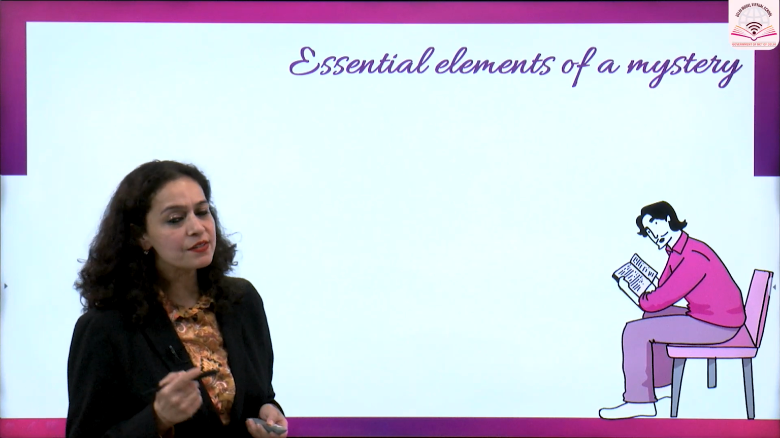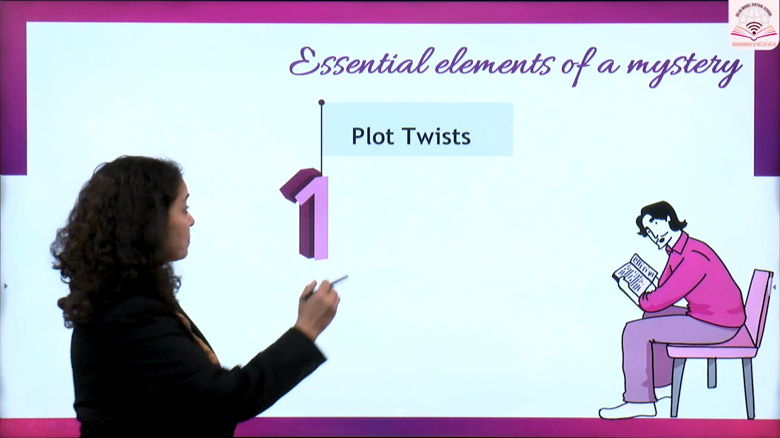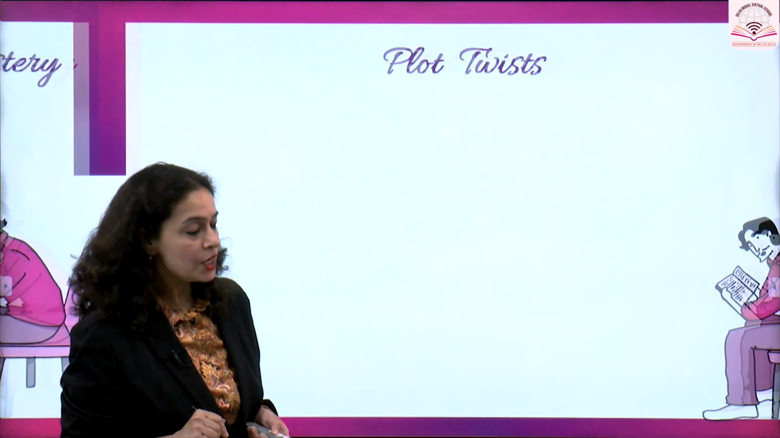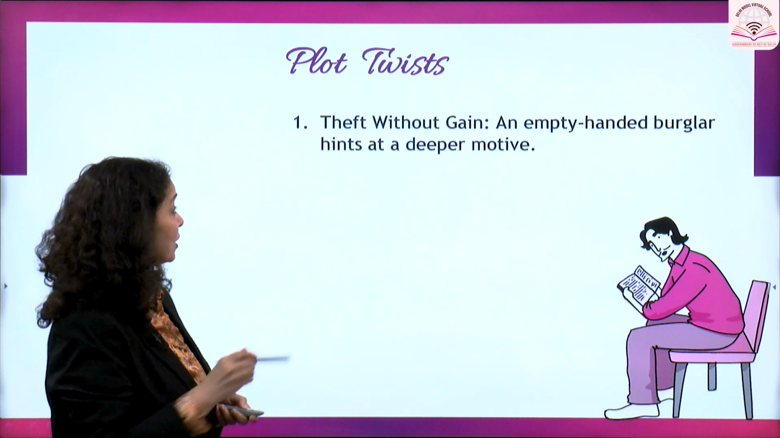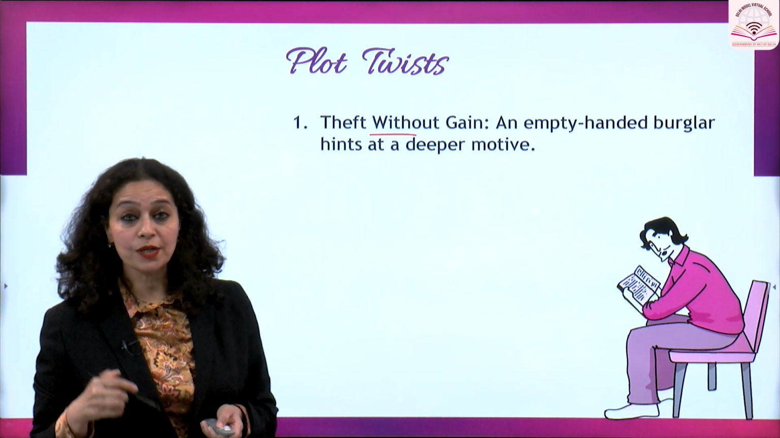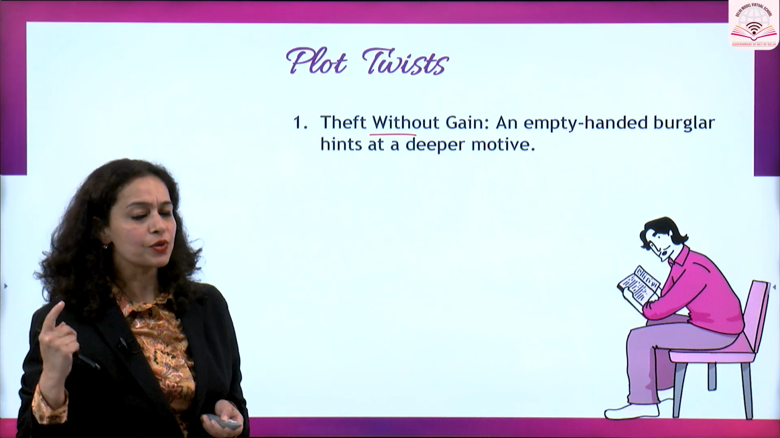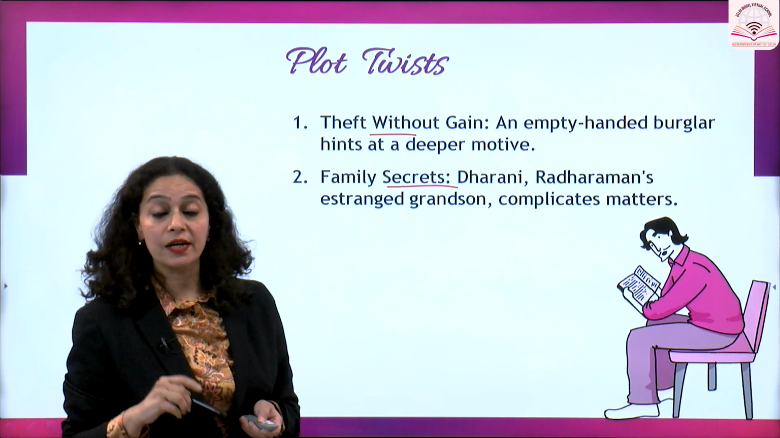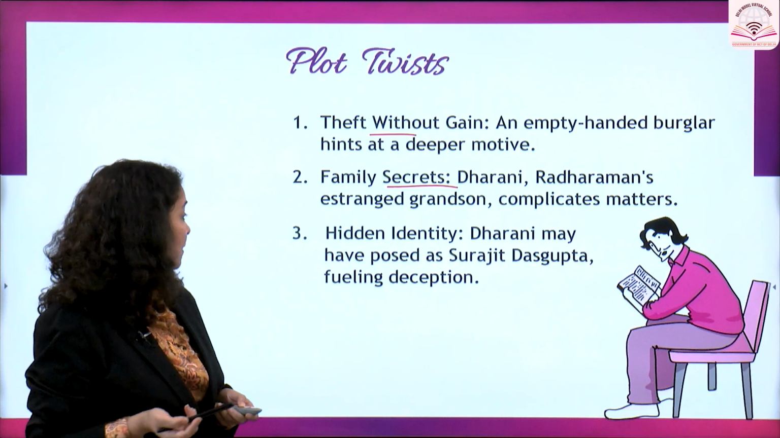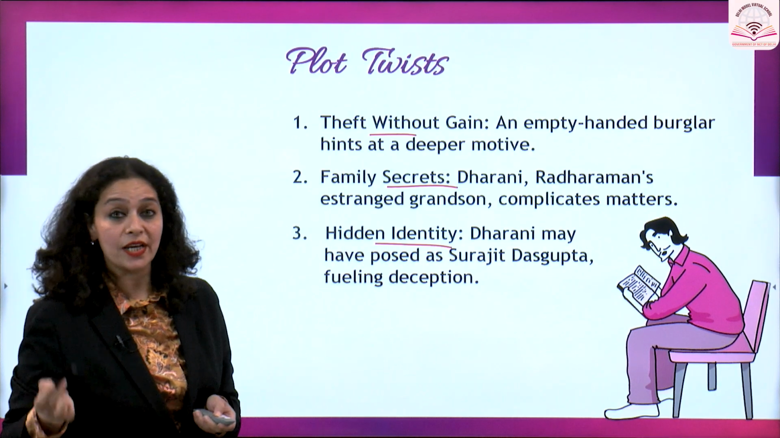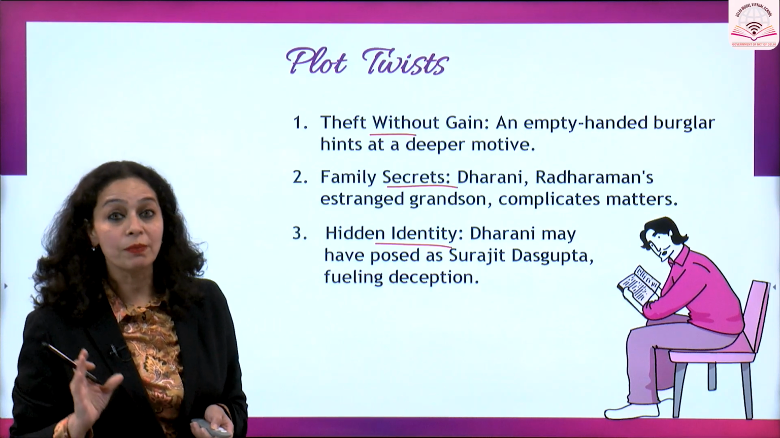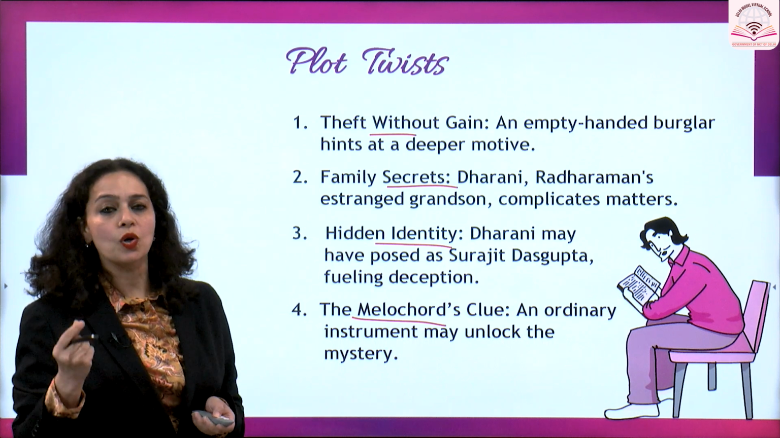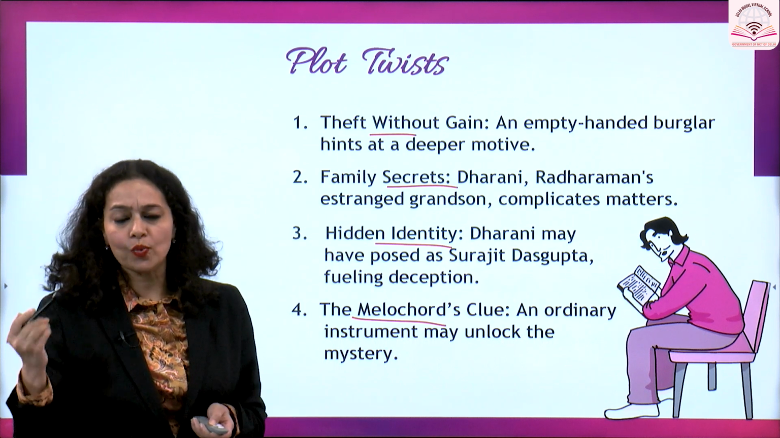Now we would identify certain elements of mystery in this story. So we'll talk about plot twist and also some enigmatic characters in this particular chapter. If we talk about plot twist, we have a theft without gain. Somebody has actually broken into the house but nothing has been stolen. So it is quite intriguing and mysterious. Then there are certain family secrets related to Dharni and his grandfather. That is also intriguing. Then the hidden identity of Dharni, Sanjay Lahiri and Surajit Dasgupta is quite complicated. Finally, the Melocord, the main instrument that holds a clue to solving this story. So this adds to some twist in the plot.